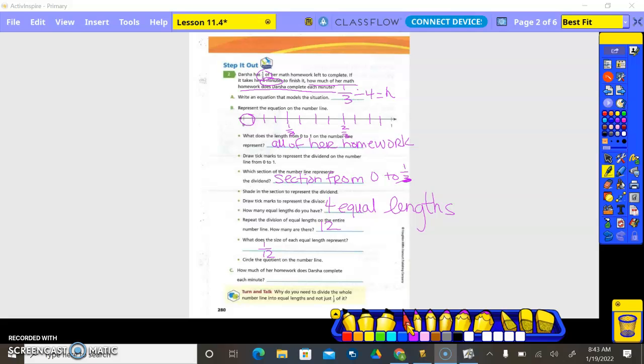So let's check it. So 1/3 divided by 4 equals 1/3 times, what's the reciprocal of 4? 1/4, which equals 1/12. What's our label?